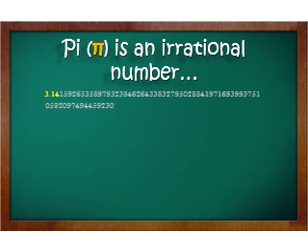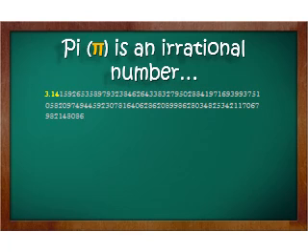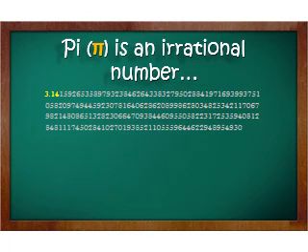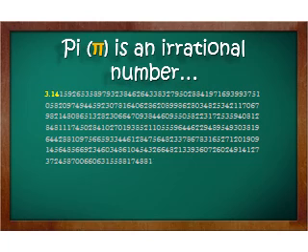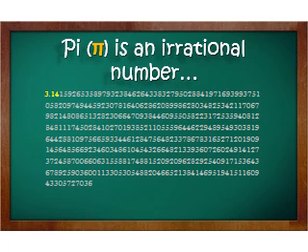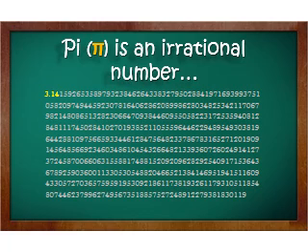So although we learned that pi is 3.14, this is actually what pi is equal to. And it keeps going on and on and on forever.